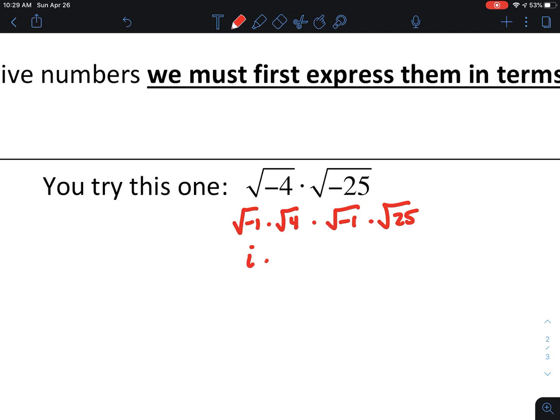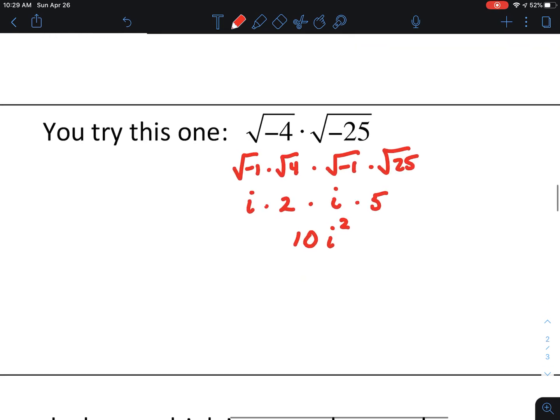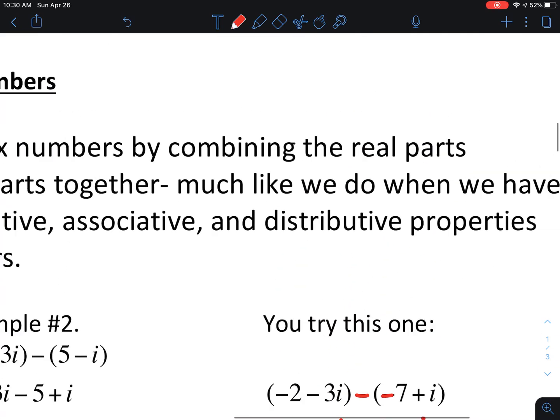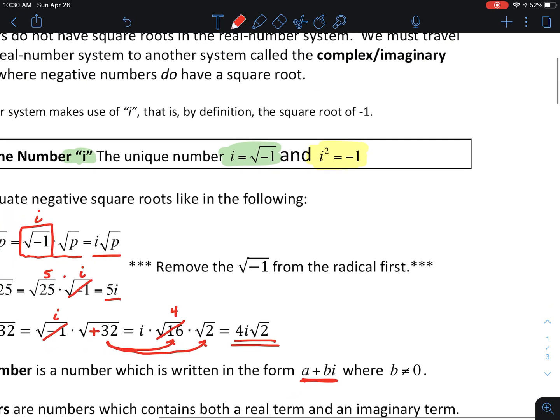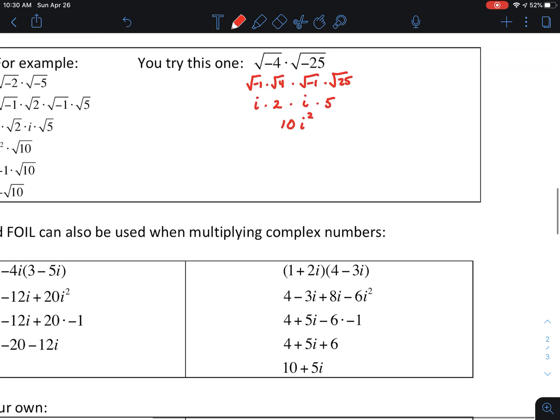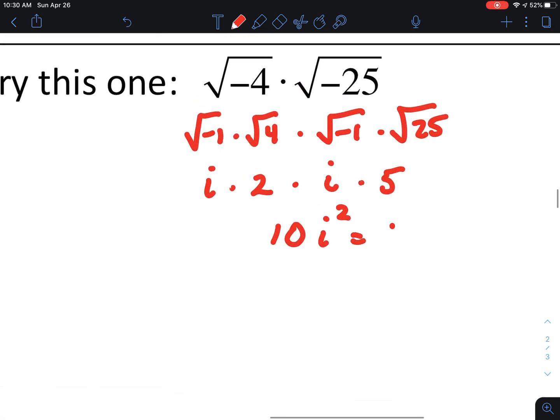So we have i times the square root of 4, which is 2, times, there's the i again, times the square root of 25, which is 5. If we combine these together, we get 10i squared. Now, if you remember, let's go back up here for a second. Remember our definition: i squared is equal to negative 1. So 10i squared is equivalent to 10 times negative 1, which is negative 10. So the square root of negative 4 times the square root of negative 25 is equal to negative 10. Interesting, huh?